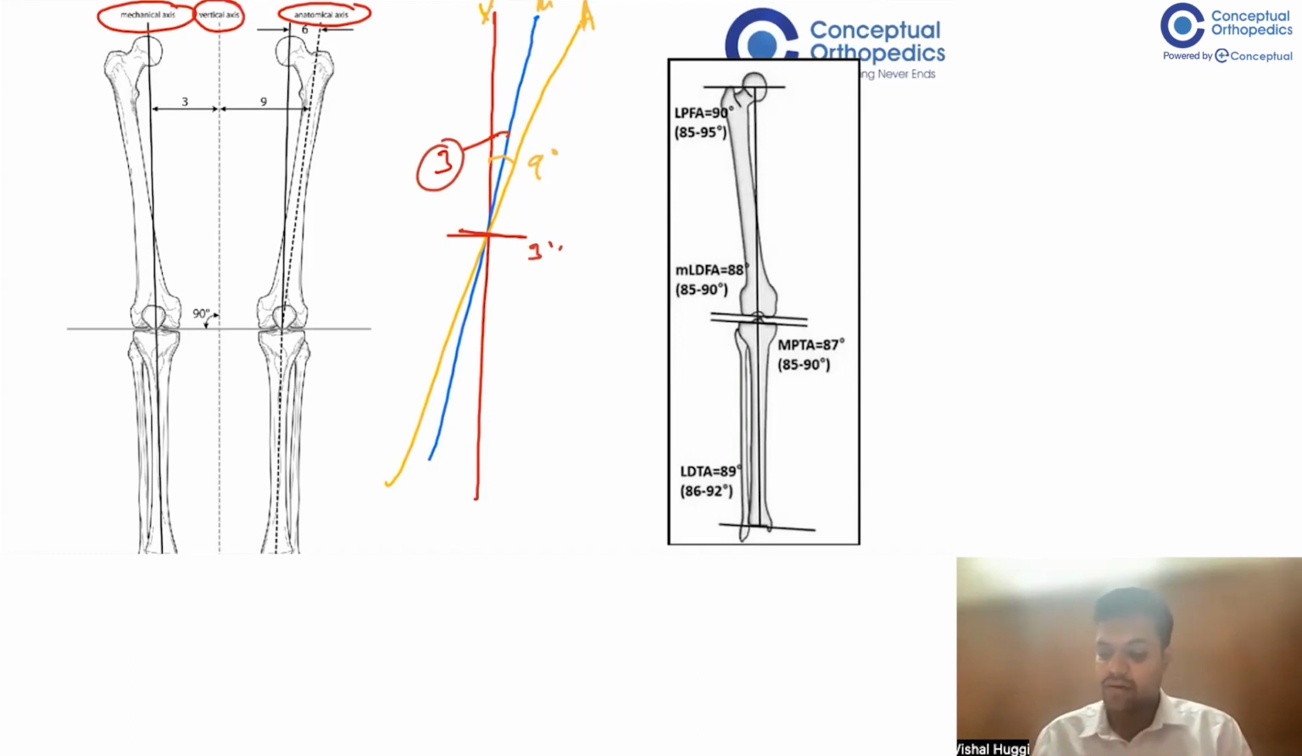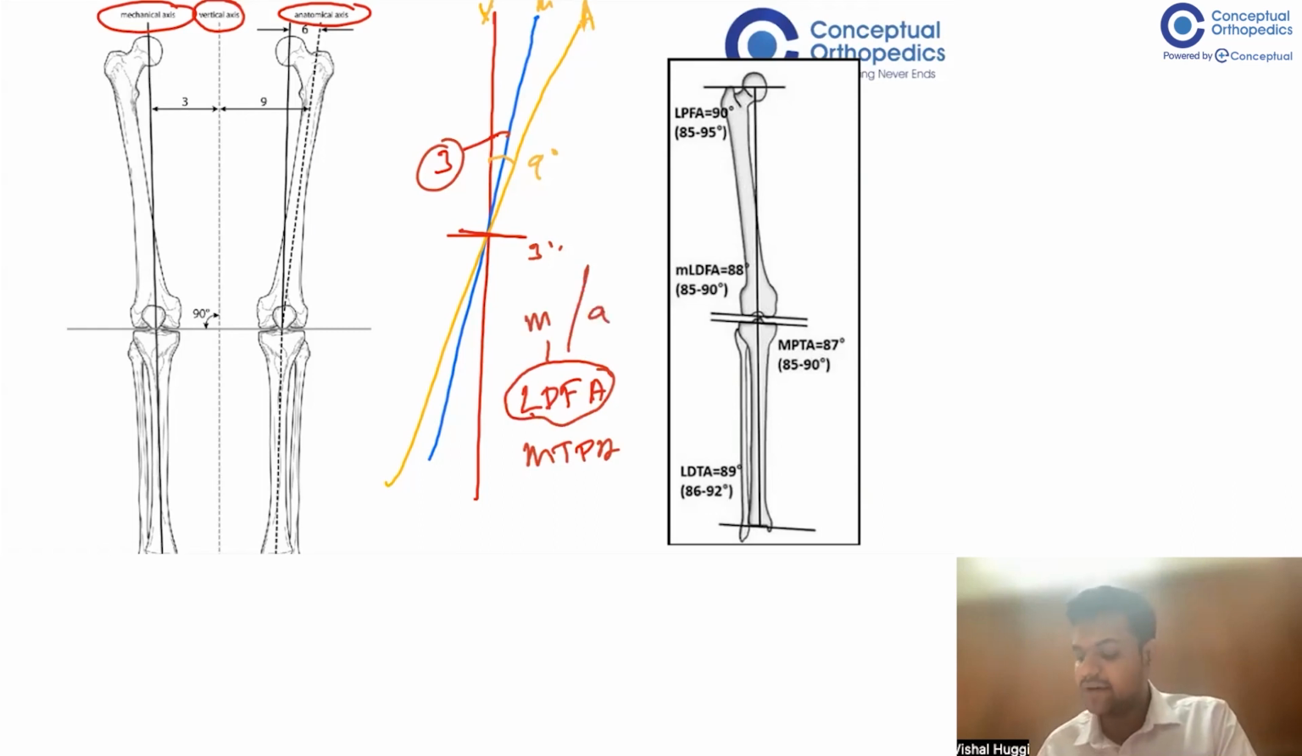There is another way, which the deformity correction people, the deformity guys, use. They take the angles LDFA and MPTA. What is LDFA? It is the lateral distal femoral angle. And what is MPTA? It is the medial proximal tibial angle. In LDFA, sometimes you see there is mLDFA and there is aLDFA. Don't get confused. M is with respect to the mechanical axis, whereas A is with respect to the anatomical axis.